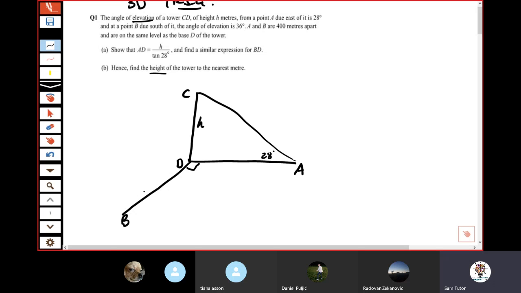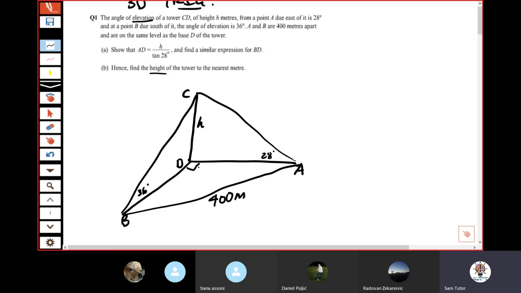And the angle of elevation is 36 degrees, so that becomes 36. Maybe you're already starting to see the 3D triangle. A and B are 400 meters apart, and are on the same level as the base D. I'll stop there before I continue. Does anyone have any questions at this point in time? I want to see this as your diagram every time you do these questions. That's going to be your diagram. Any questions?